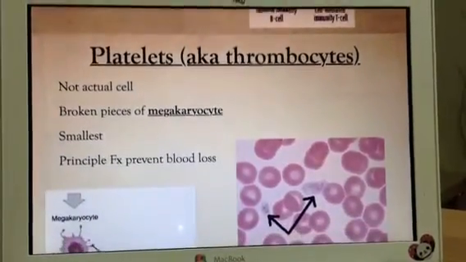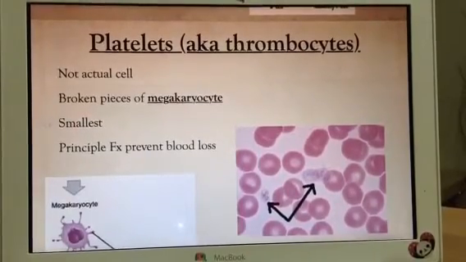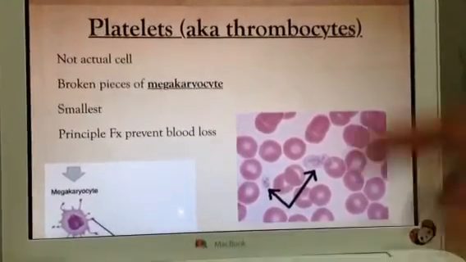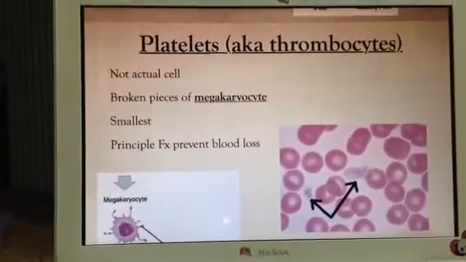Alright, so the only other part, we have the white blood cells, the red blood cells, the other part of the formed elements is the platelets. Right, and I wanted to make a point to say that platelets aren't actually cells. They're cell-like, but they're not actually cells.